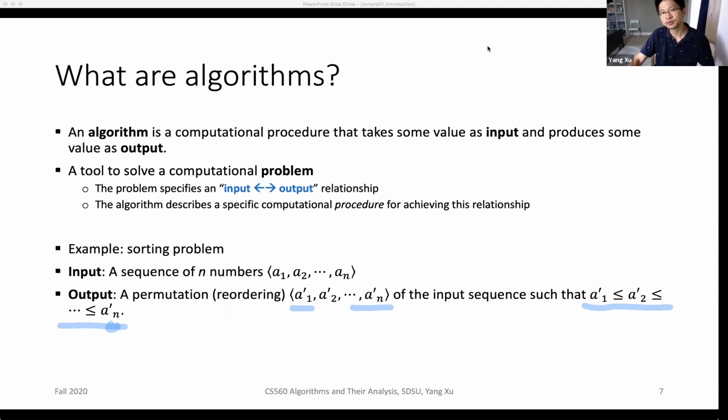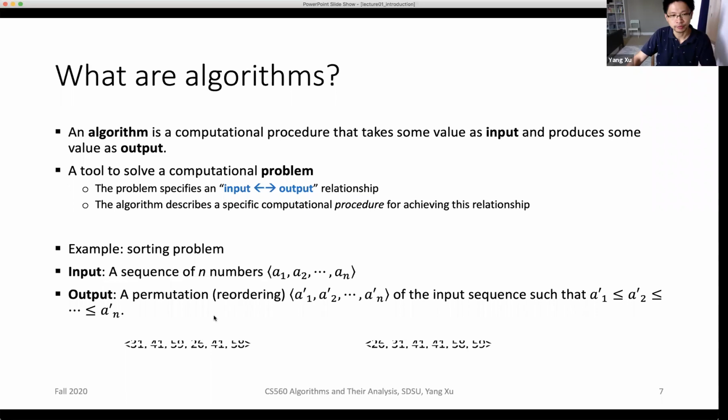By defining the sorting problem, we also define the algorithm. We are basically saying that the procedure that takes the inputs and gives such an output is a sorting algorithm. In this particular example, we can have several different algorithms that take the inputs 31, 41, 59, 58 and generate the outputs in ascending order.